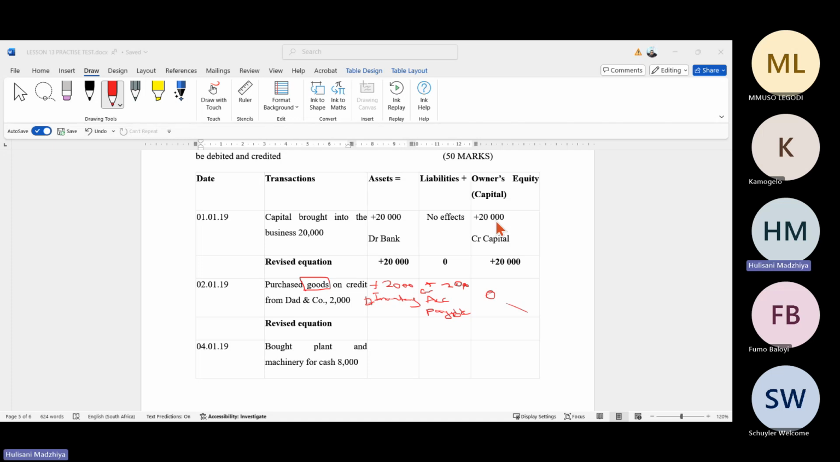I see Kamukhela on the chat section got it right. She did mention inventory. However, she did not mention whether we're debiting the account or crediting the account.